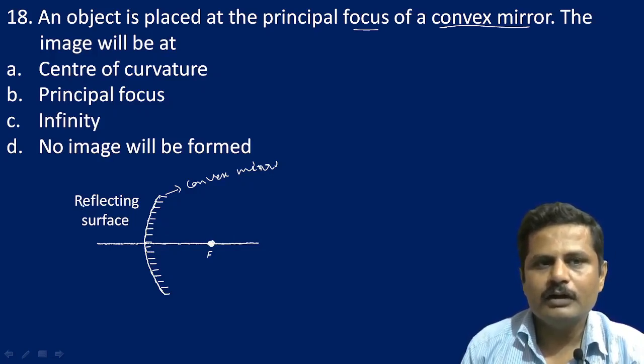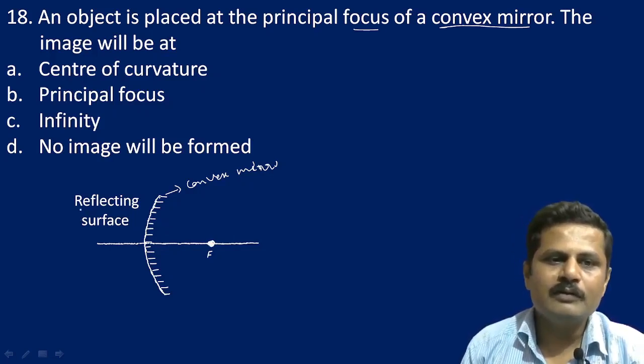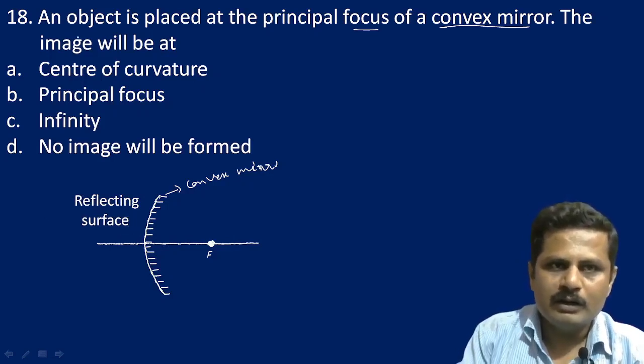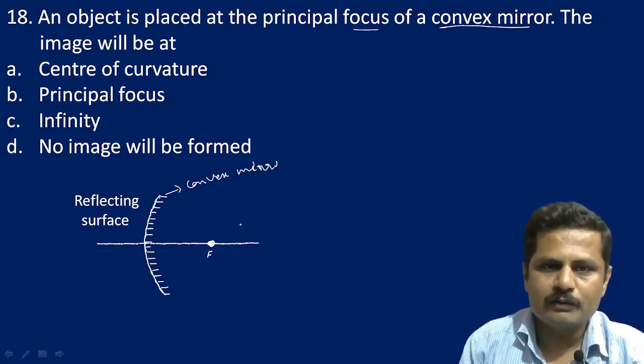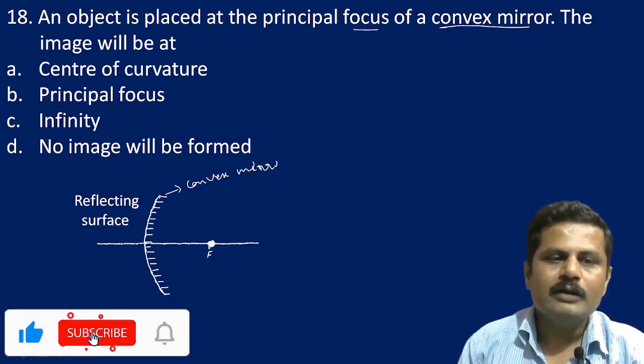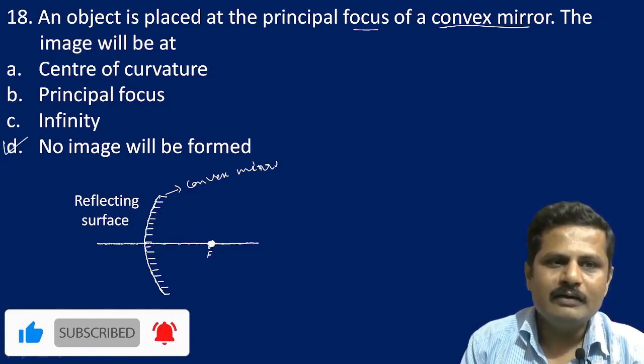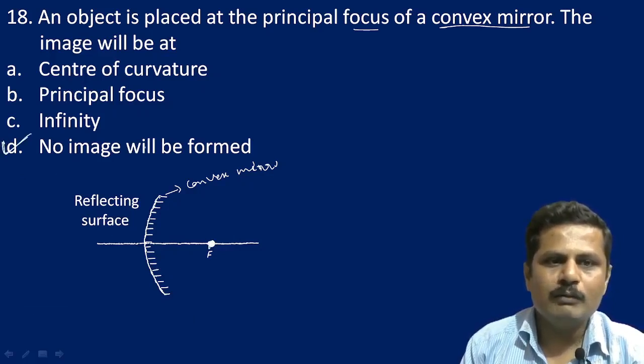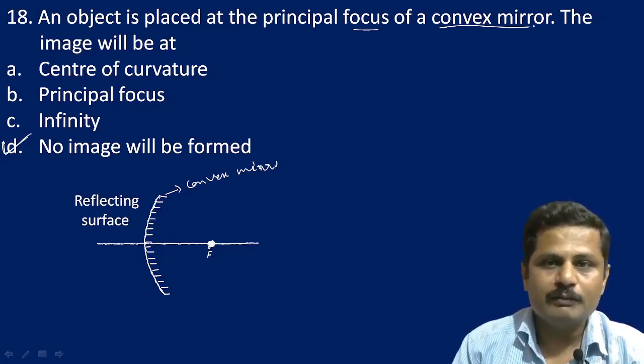If you want to get the image, the object must be placed in front of the reflecting surface, then only an image will be obtained. But here in the question, the object is placed at the principal focus. If you place it here, then we won't get any image. Okay. So option D is the right answer, that is, no image will be formed when we place the object at the principal focus of the convex mirror.